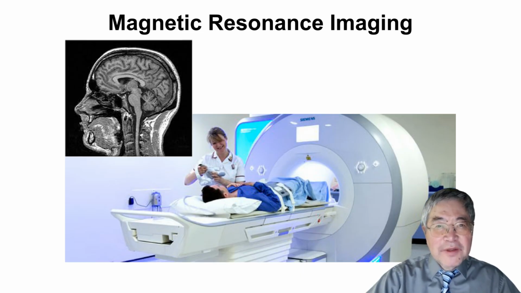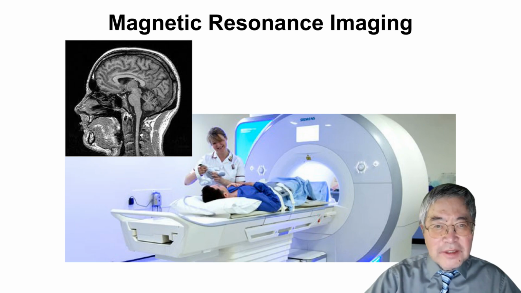Here's how it works. First, we subject the patient to a very strong magnetic field. This magnetic field aligns the hydrogen nuclei, which are abundant in water molecules in your body. Then we introduce a radio frequency, RF, signal that briefly disrupts this alignment, causing the hydrogen nuclei to emit their own radio frequency signals as they return to their original stable state.